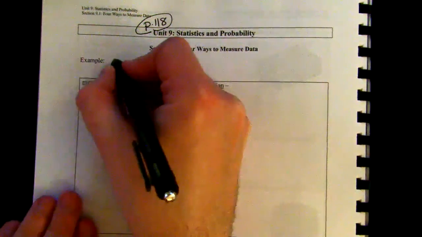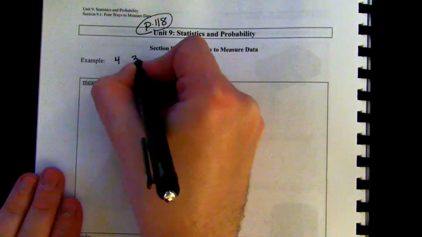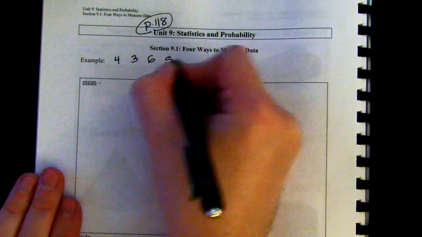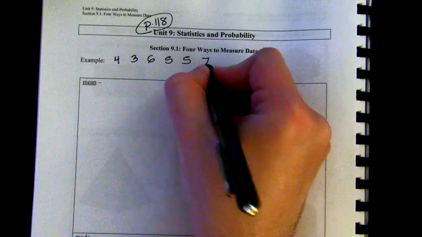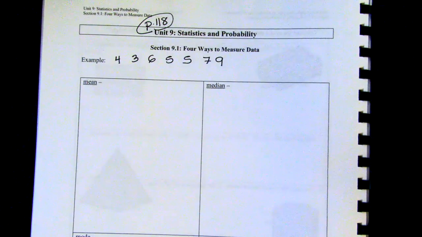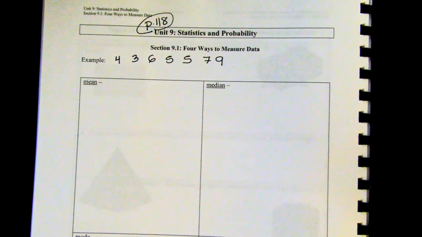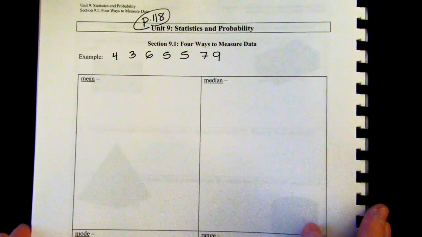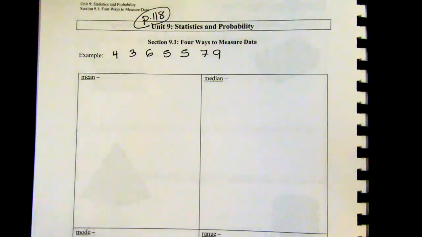I'd like you to copy down the following numbers: 4, 3, 6, 5, 5, 7, 9. And I'll make the video pause while you get those copied down. I want to try to summarize these numbers. And again, there are 4 different ways we're going to do this. One way is by finding the mean, another is the median, another the mode, and the final one, the range.